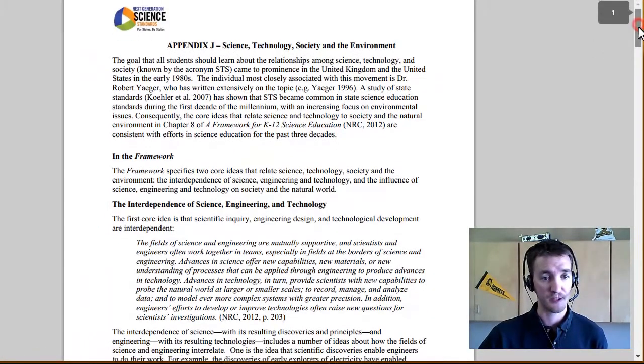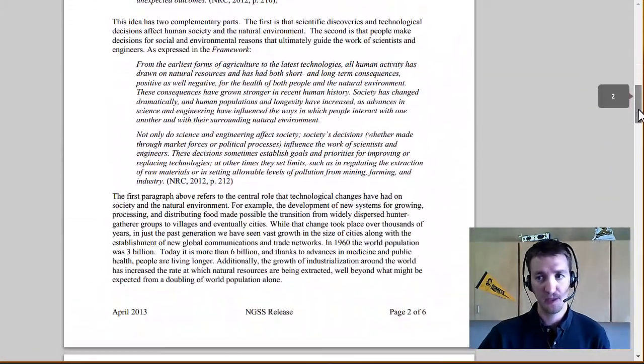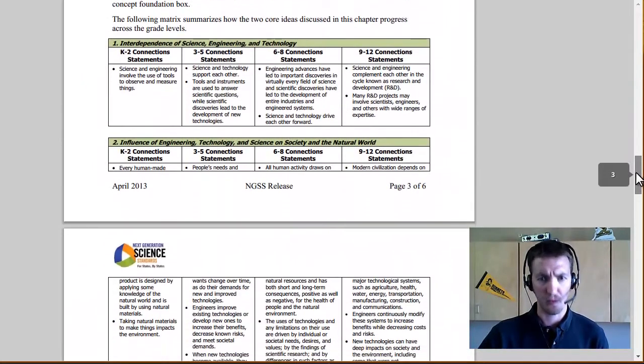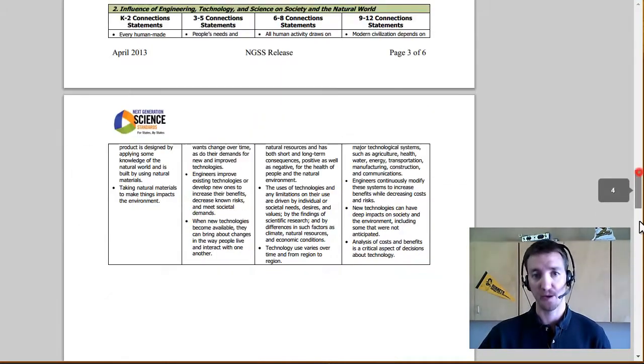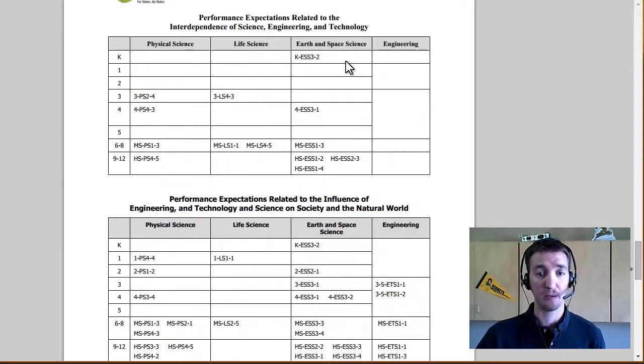If we look at science, technology, and society, it's set up pretty much the same way. There's important stuff to read at the beginning, or if you're like me, you just skip ahead to the pretty pictures. So a nice matrix to show what understandings they need at the different levels. And it also has the table at the bottom of which performance expectations correspond with the different understandings of science, technology, and society.